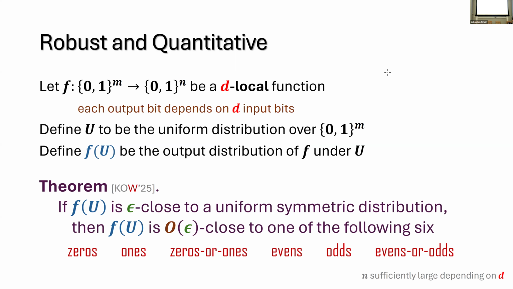So even approximately, these 6 candidates are the best you can do. You mean the dependence on n and D? Oh, this is one of the open questions I will mention soon. Yeah.